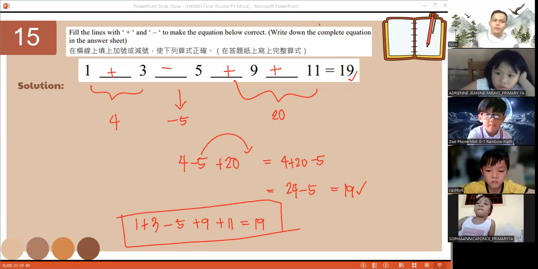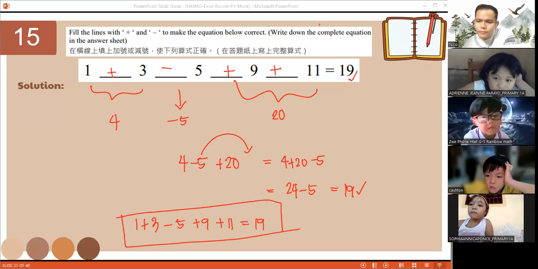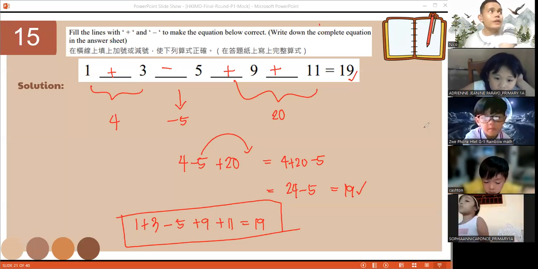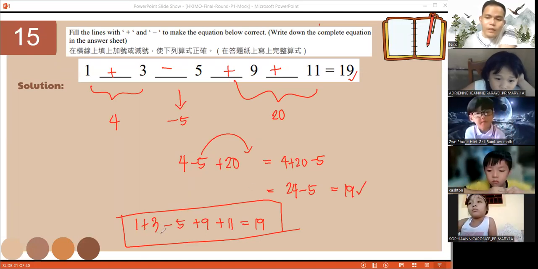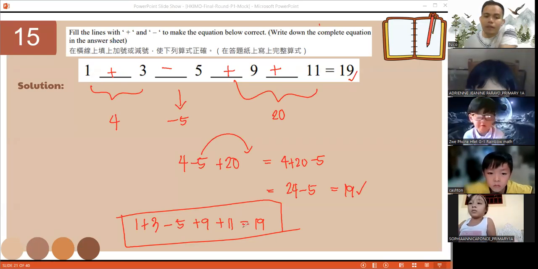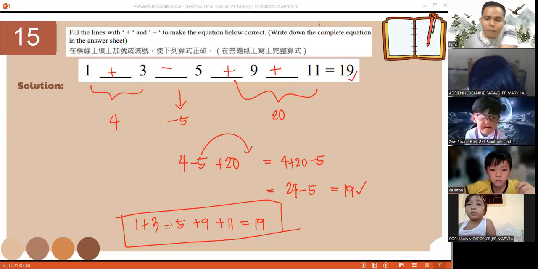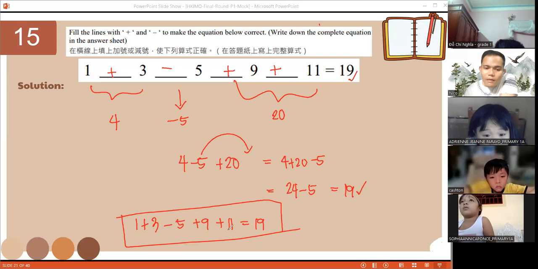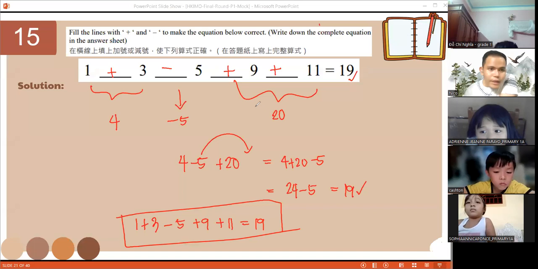What are you confused with? The point here is that you need to write the whole equation, not just write the symbol. If you're just going to write the symbol, then you'll get the wrong answer. The whole equation, including this equal to 19. You should write it like this: 1 plus 3 minus 5 plus 9 plus 11 is equal to 19. Okay, you raised your hand.